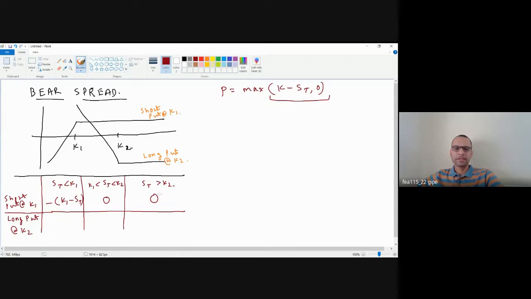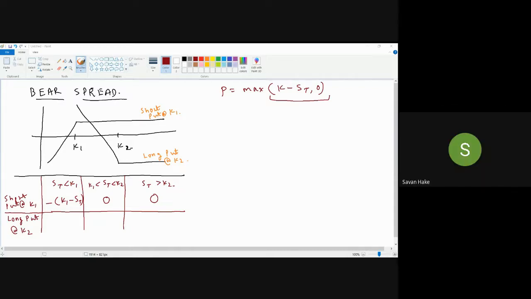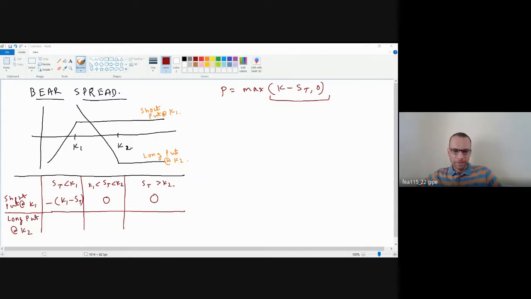For the IB class, were you able to understand why I have written it this way? Any questions on why it is this? Understood, sir. Okay, great.